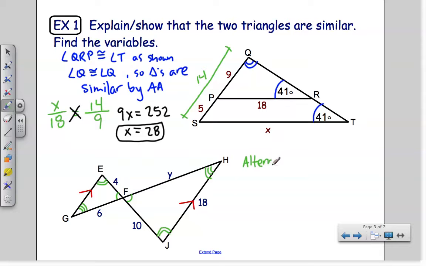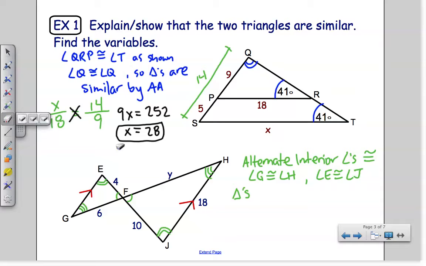So I'm going to jot some notes down. We do have alternate interior angles being congruent. Angle G would be congruent to angle H, those I just marked, and angle E congruent to angle J. And actually, at this point, I wouldn't even have to list the vertical angles, though there are. So the triangles are similar.